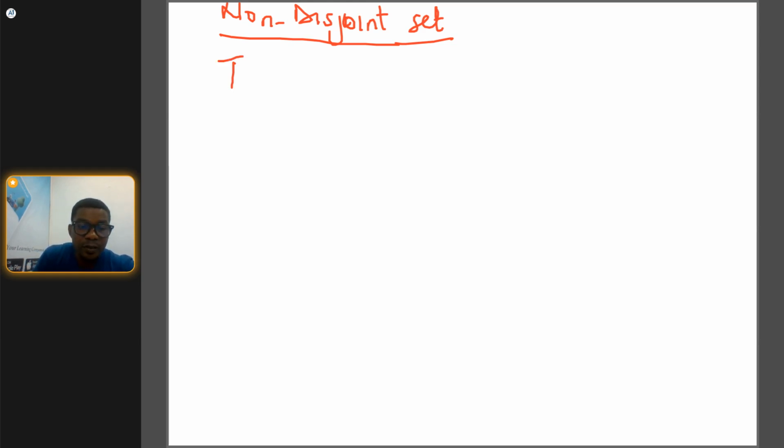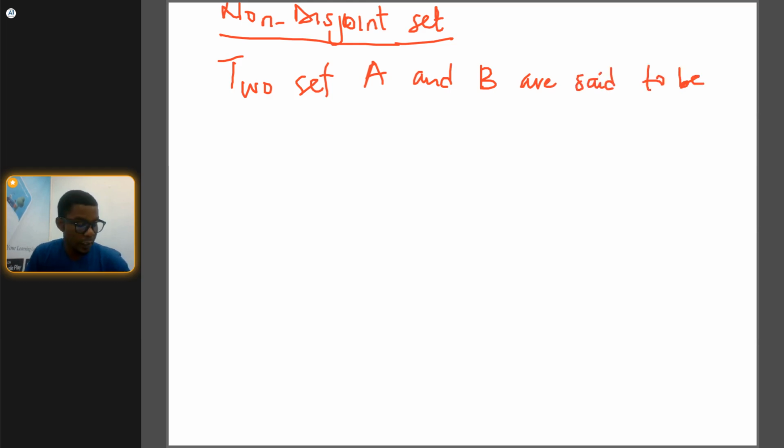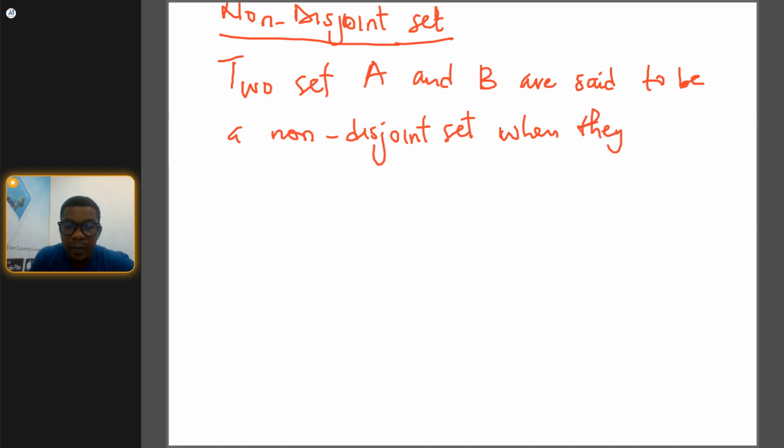So two sets, let's say A and B, are said to be non-disjoint sets when they have at least one common element. At least one common element.